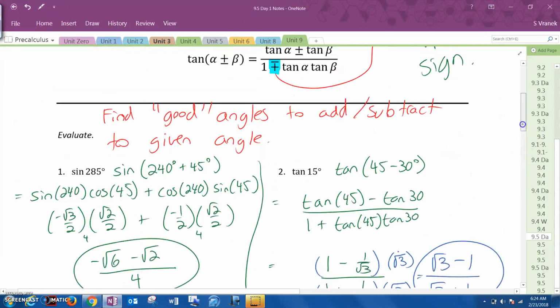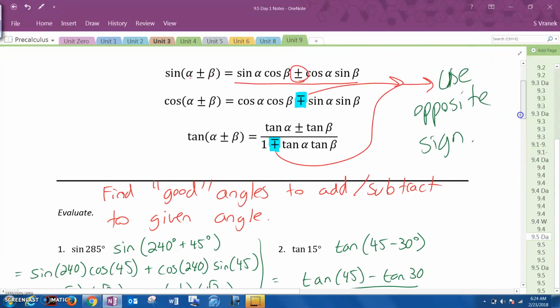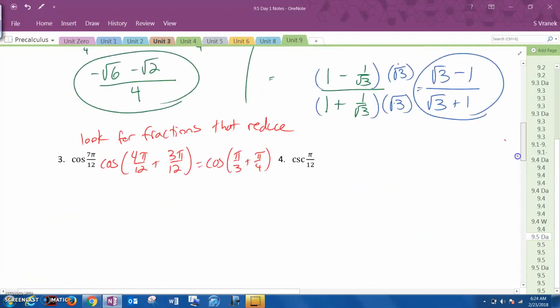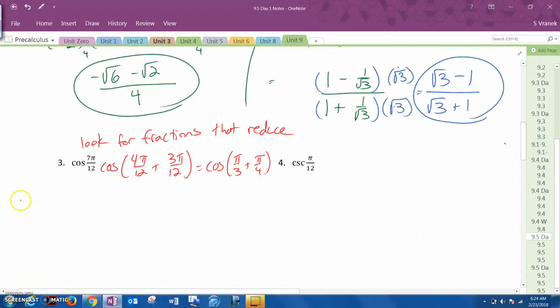So now I go up to my formula, and look, in cosine is this formula here. Notice how cosine has the opposite sign that we start with. So we're starting with a plus. So it's going to become cosine of pi over 3, cosine of pi over 4. And then because this was a plus, I'm using a minus: sine of pi over 3, sine of pi over 4.